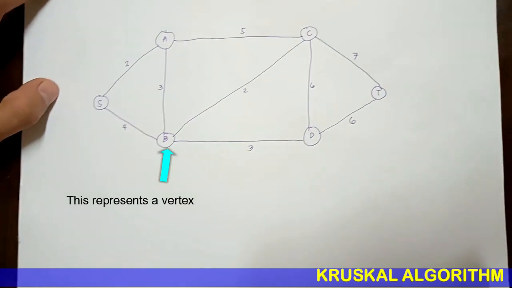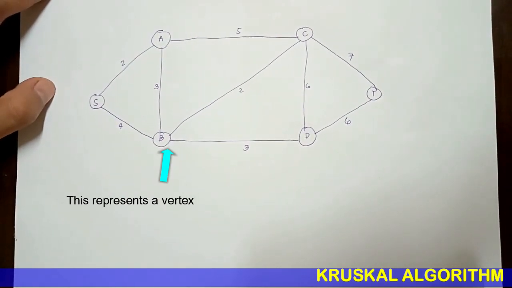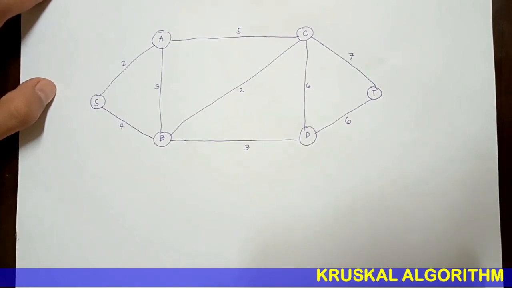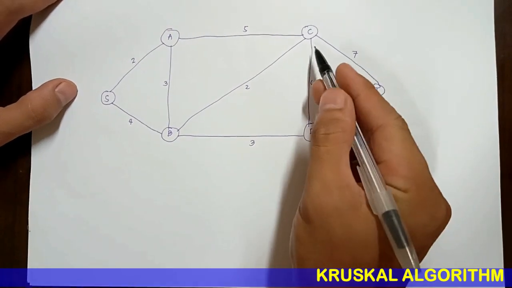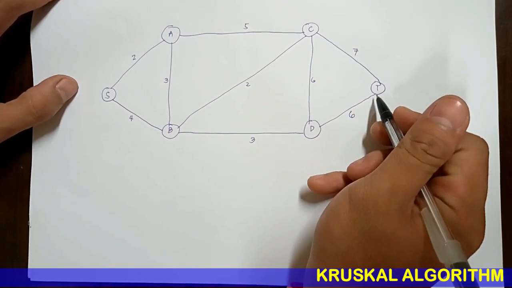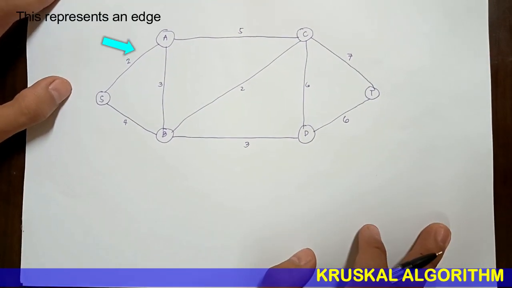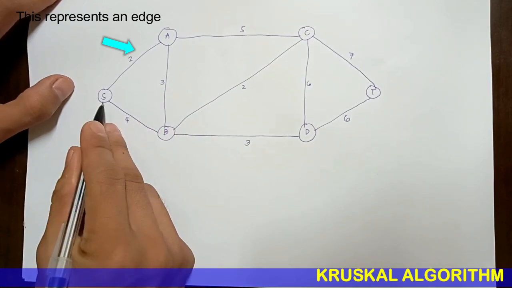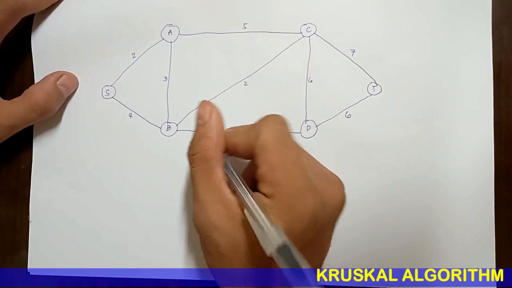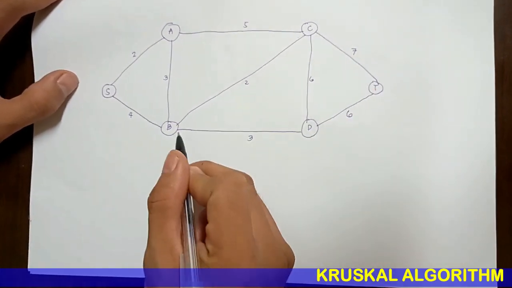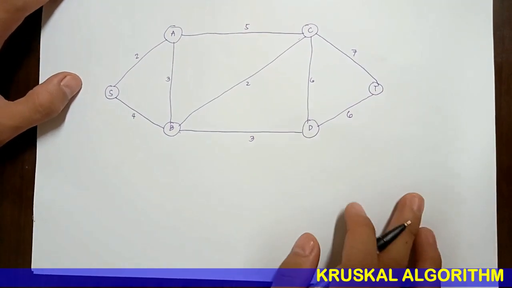In addition, these elements are the components that will build our spanning tree. First, the vertices. We have S, A, B, C, D, and T. Next, the weighted cost of edges. Lastly, the edges. We have SA, SB, AB, AC, BC, BD, CT, DT, and CD.